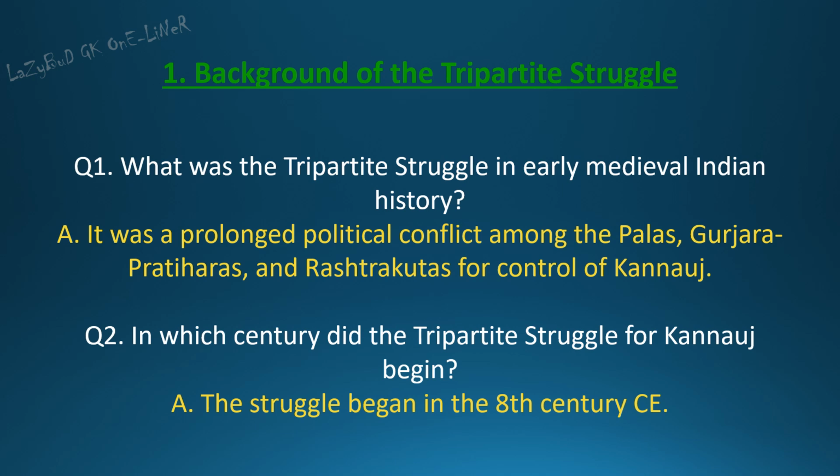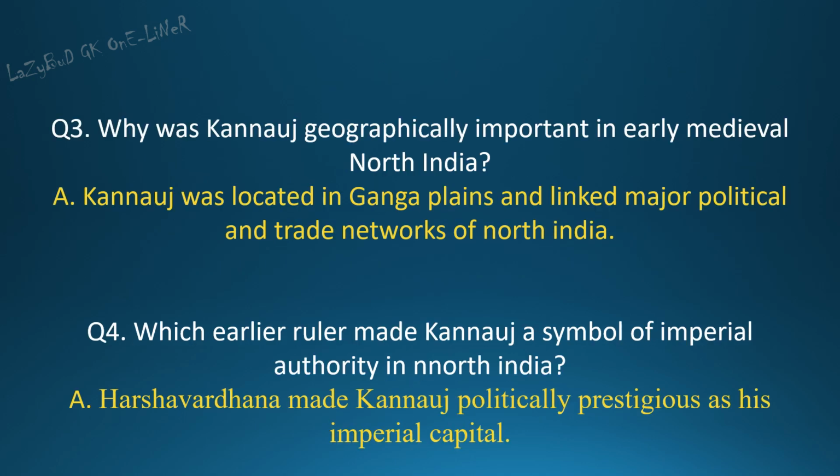Question 2. In which century did the tripartite struggle for Kannauj begin? Answer. The struggle began in the 8th century CE. Question 3. Why was Kannauj geographically important in early medieval North India? Answer. Kannauj was located in the Ganga plains and linked major political and trade networks of North India.